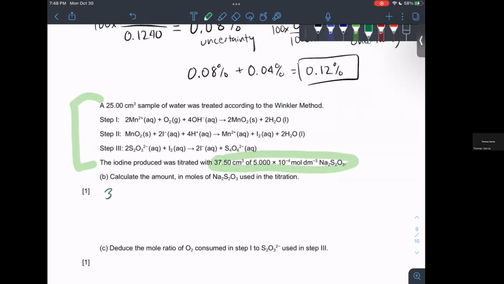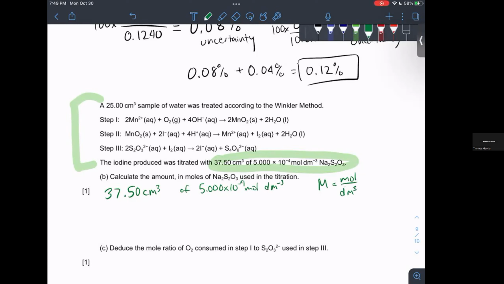We know that we have this much being used. So we have 37.50 centimeters cubed of 5.000 times 10 to the minus 4th mole decimeter minus 3. They give us a molarity and a volume. So this is just molarity equals mole over liter, or in our case, mole over decimeter cubed.